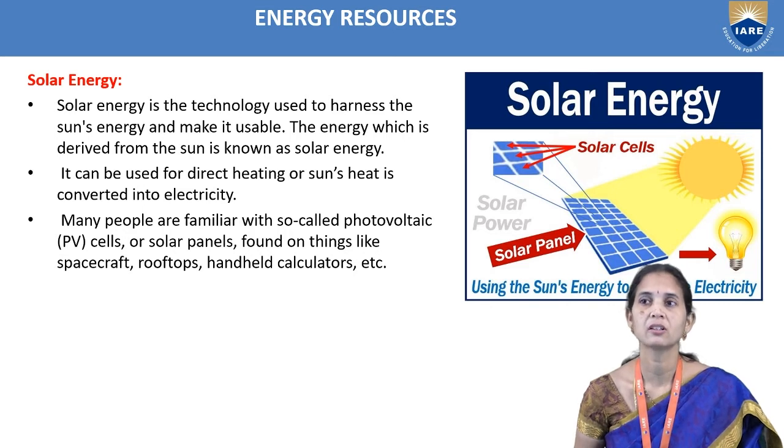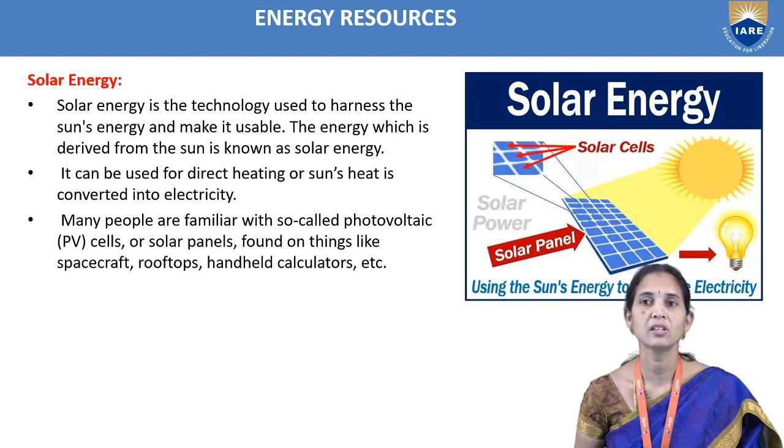We can see in this diagram that we are using solar cells and the heat from the sun, and we are converting it into electrical energy. So using the sun's energy, we are generating electricity. It can be used for direct heating from the sun's heat, and it is converted into electricity.